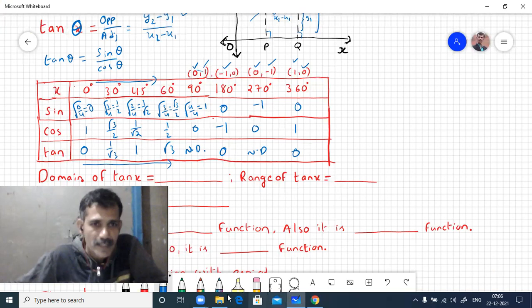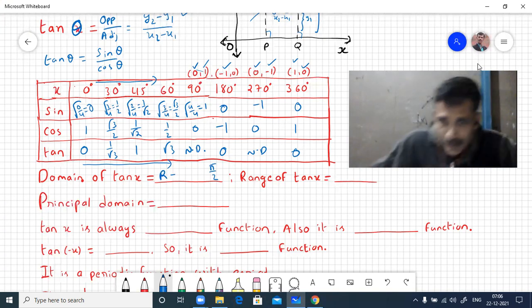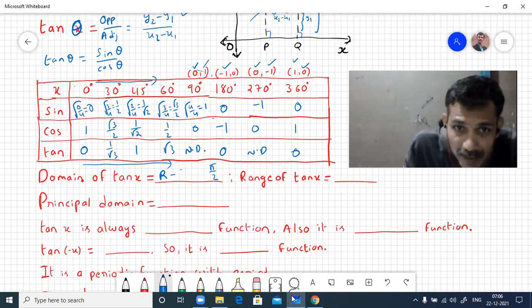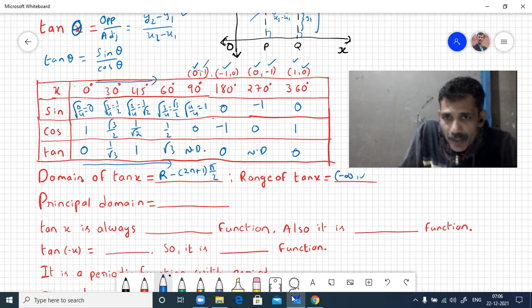So domain, what we can say? Domain of the graph. See, we have seen where it is discontinuous. We have 90, plus or minus 90, and also plus or minus 270 degrees, it is not described. So odd multiples of 90 degrees we cannot take. 2n plus 1, we can write it is discontinuous there. Range, you see, y values, the curve will cover the entire y axis. No? Real numbers, minus infinity to infinity, you can write.